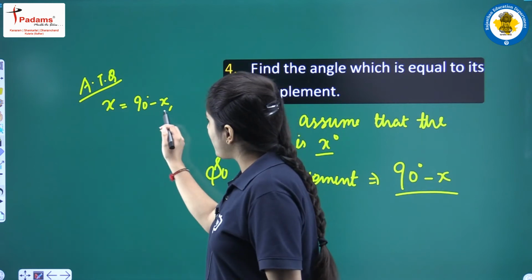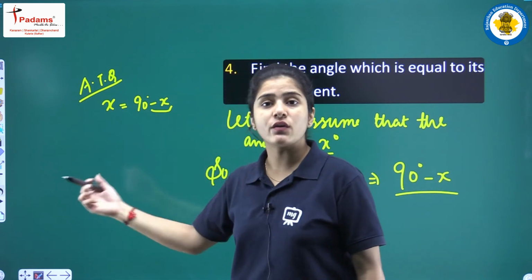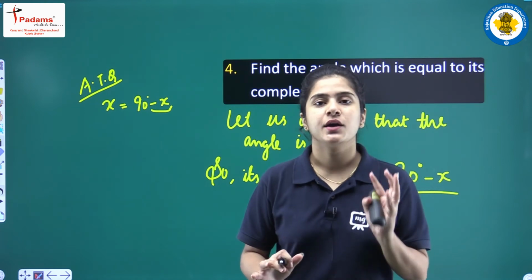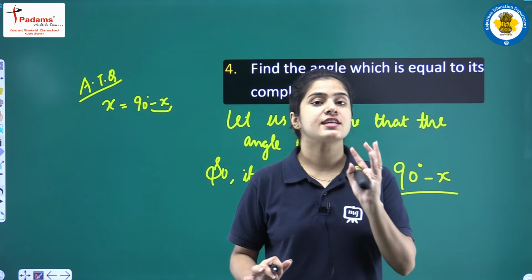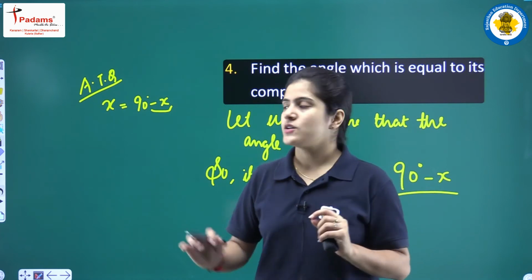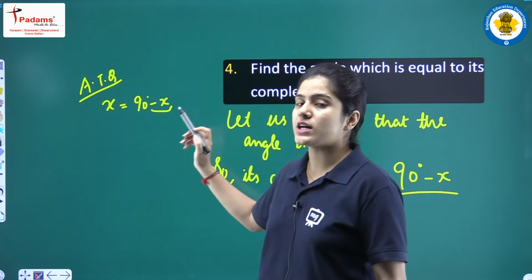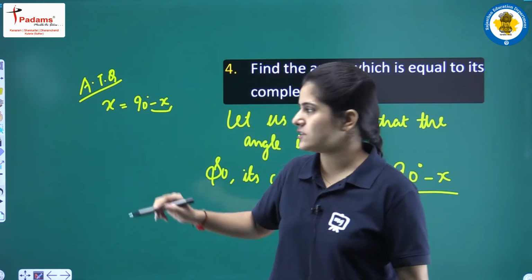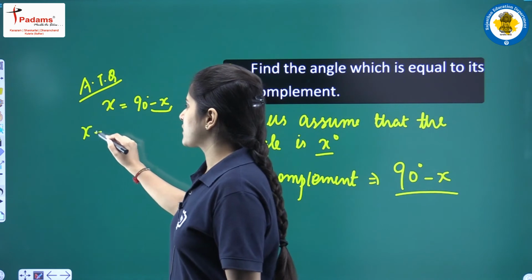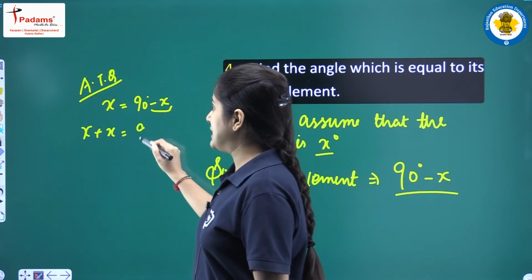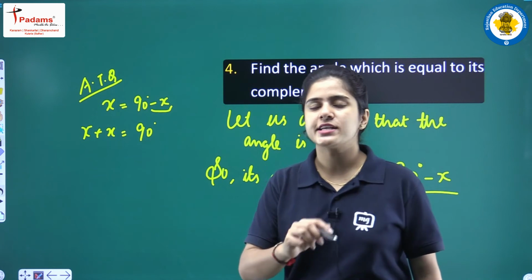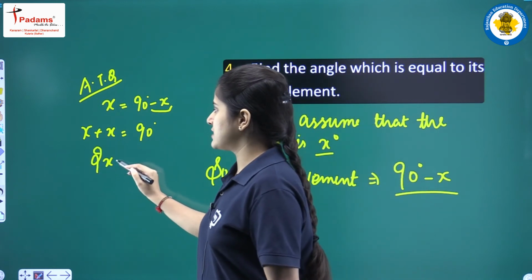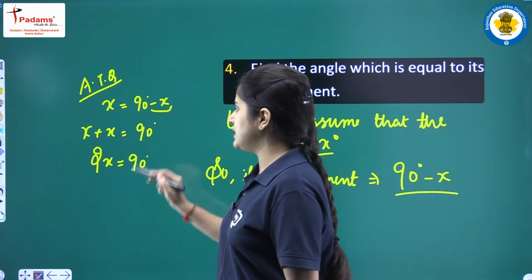So you have to transpose this x to the left hand side. To solve this question, we have to separate the variable, right. This is the thing that we have discussed in the 4th chapter. So we'll be transposing this x to the left hand side by making it plus x. So x plus x is equal to 90 degrees. Now x plus x is 2x, so 2x is equal to 90 degrees.